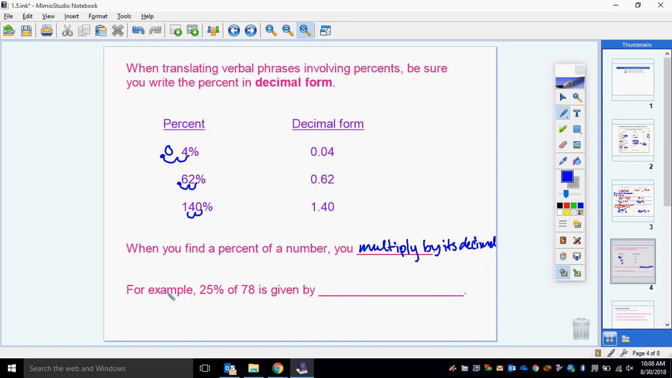So for example, what I'm talking about here is when you find the percent of a number. Say you want 25% of 78. I'm trying to find the percent of a number. You multiply by its decimal. So 25% as a decimal is 0.25. I'm going to multiply that number by the decimal. So the number was 78. I'm taking 78 times the decimal version of the percent. Final answer here would be 19.5.